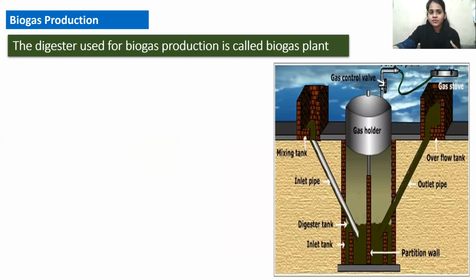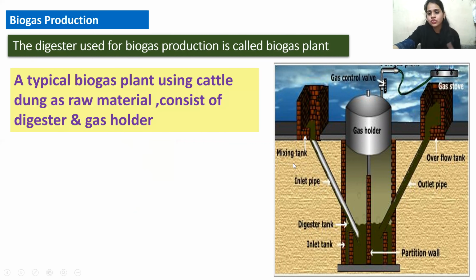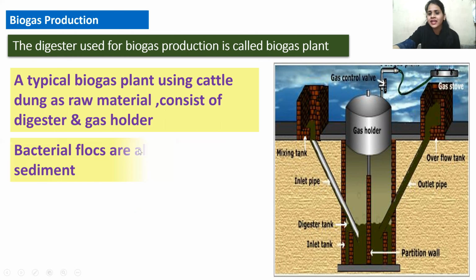So now for biogas production, we use a digester over here. The digester which is used for biogas production is called a biogas plant. So this is called a biogas plant. A typical biogas plant uses cattle dung. Okay, so what does it use? It uses cattle dung as a raw material, and consists of a digester and a gas holder. See, this is a digester, and above it you can see a gas holder.